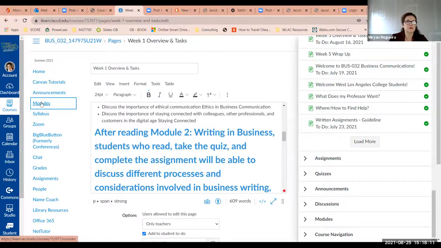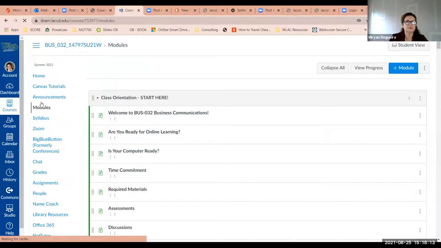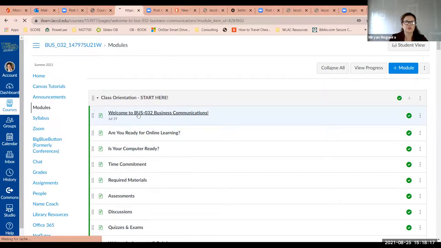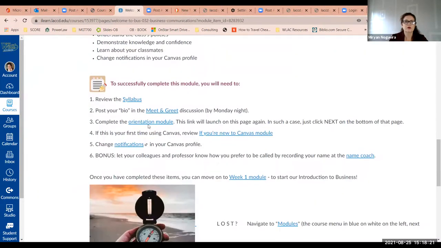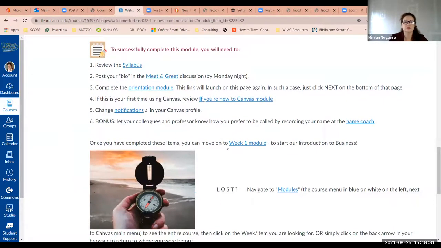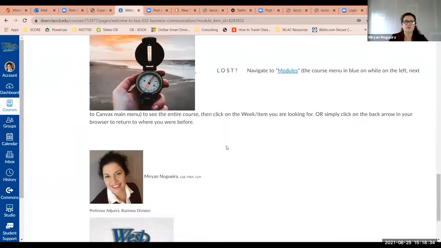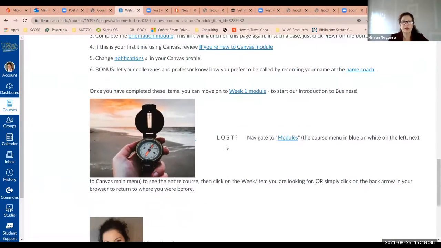And one good example of that is on my welcome business communication page, in which here I have all these links. These links take them to the syllabus. It takes them to the meet and greet or to the orientation mode, et cetera. So I make it very interactive with the students. Even though we're not interacting, they are interacting with the course itself. And that's what's very important.